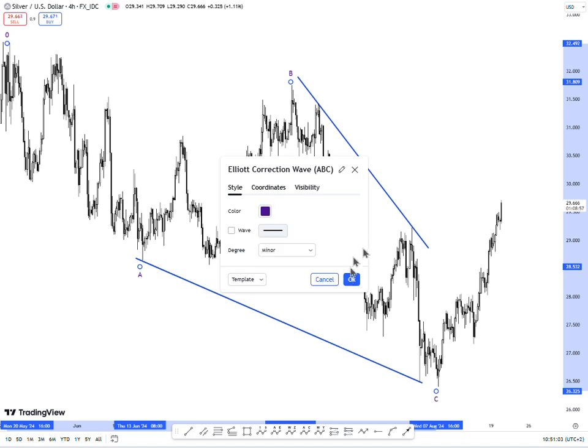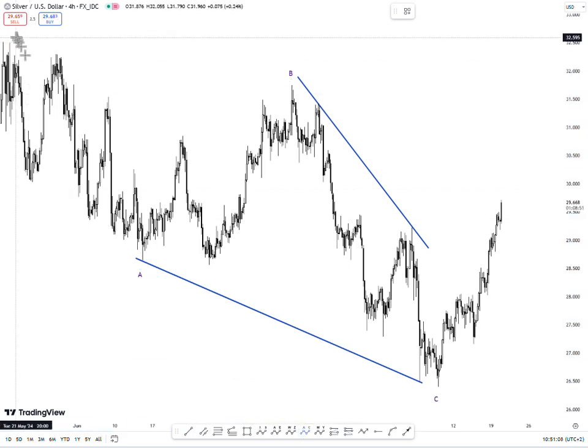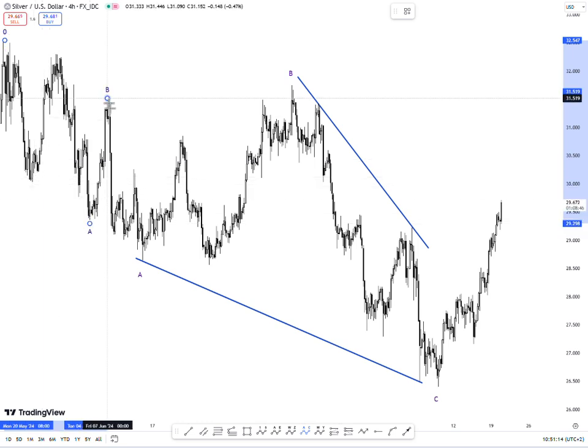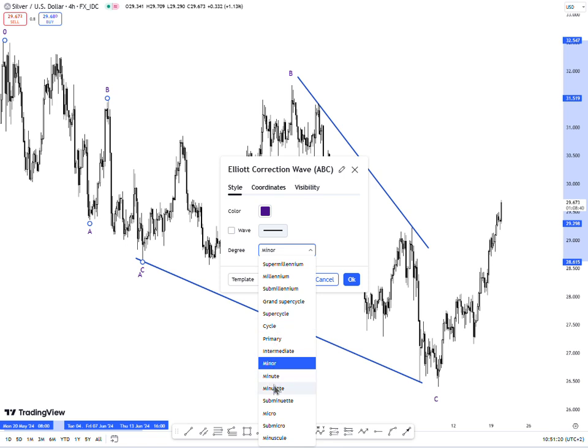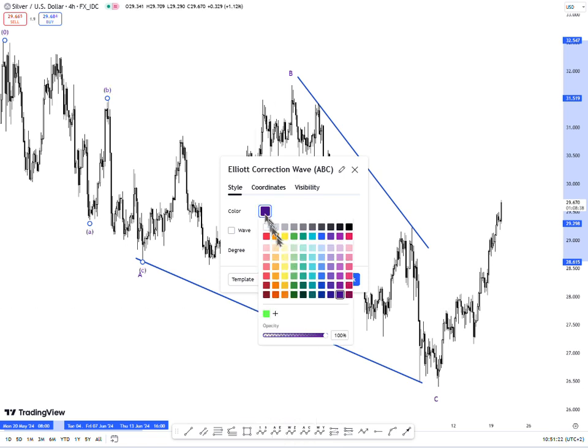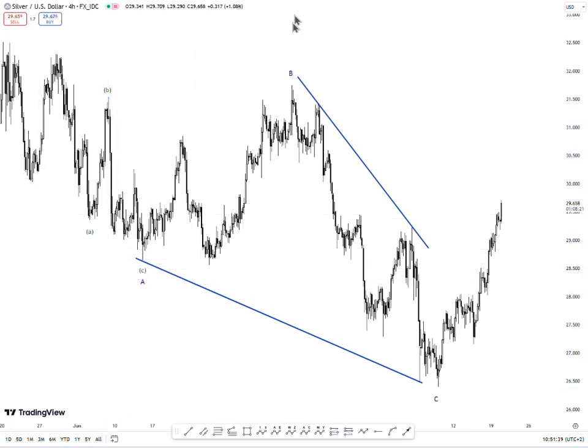So we change the color. It doesn't want to blend with the trend lines. It looks a bit boring, but this is ABC. The more you label it, the more it becomes artistic. The more it becomes artistic, it just becomes beautiful. So ABC, and then in the smaller wave count again of ABC.